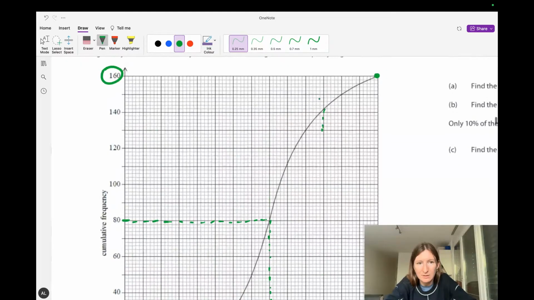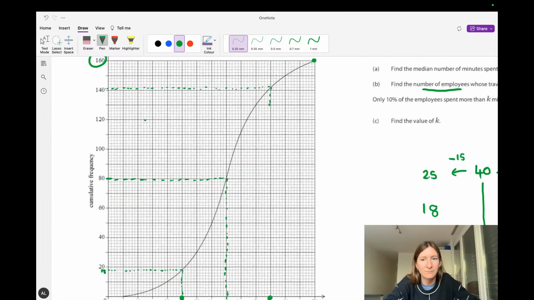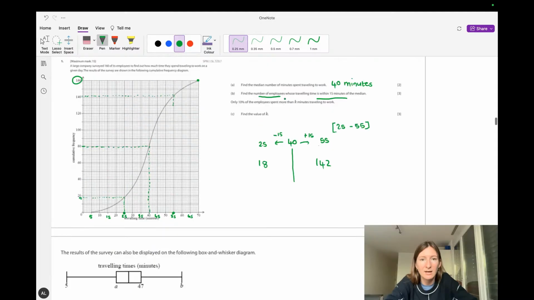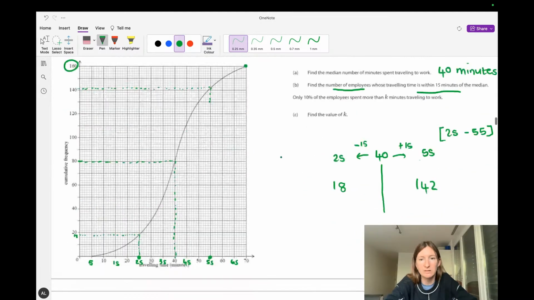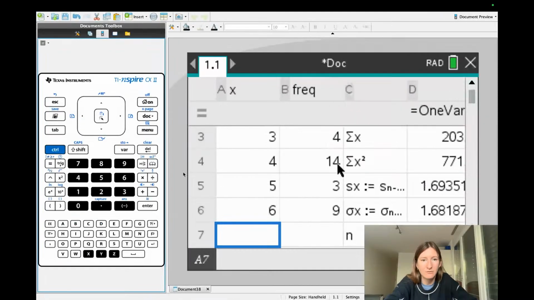So I'm just going to save some time there and not go all the way up. So that is there. Oop, excuse my line. Use a ruler if you have one, just to follow along and not make mistakes. That's 142. So between 18 and 142 employees. And they said the number of employees that are between that. So 142.